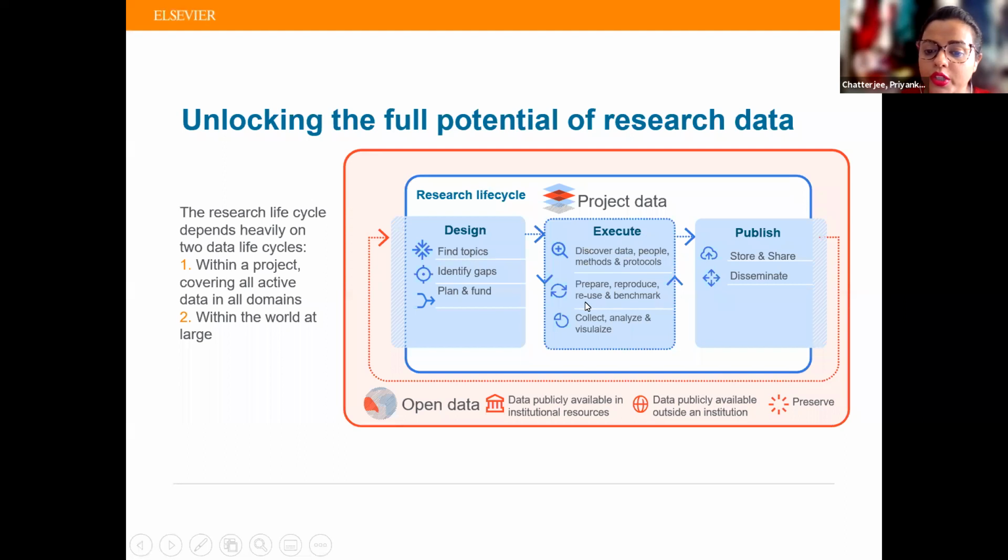You have to prepare, produce, reuse, and benchmark your research. And then you have to collect, analyze, and visualize. So you're making your research more visually impactful. And then finally, you publish, which is storing, sharing, or disseminating the information.